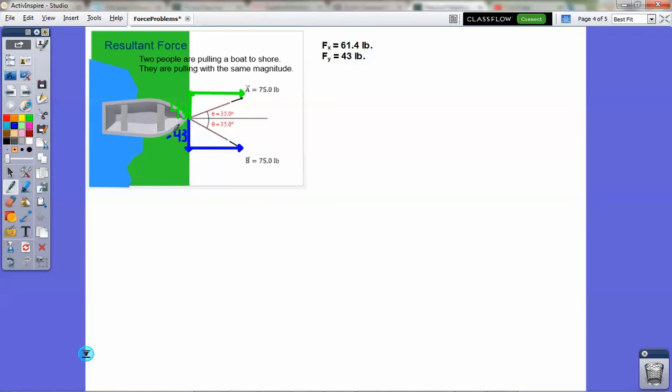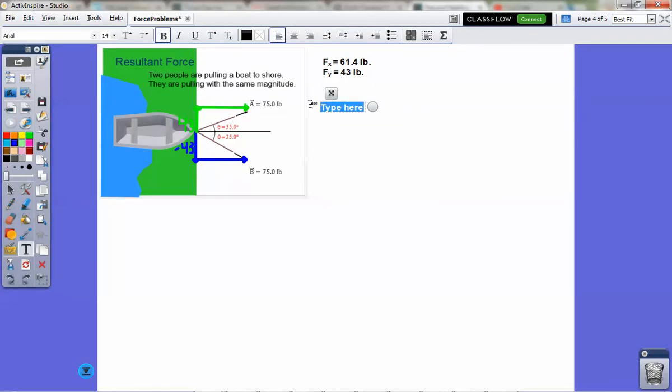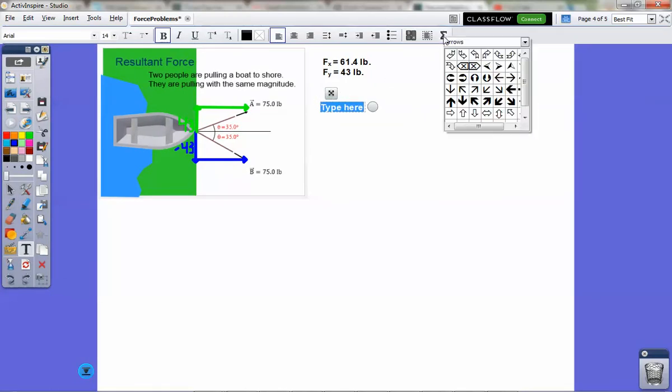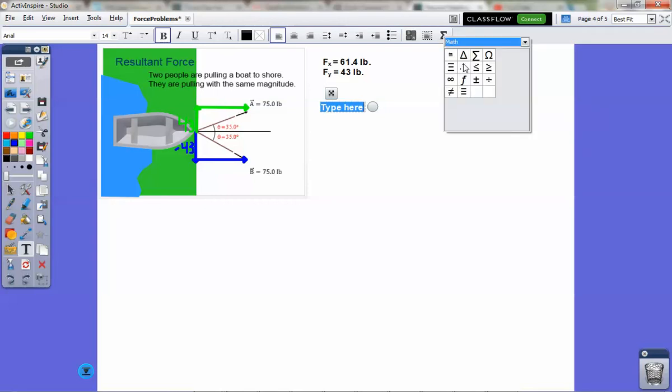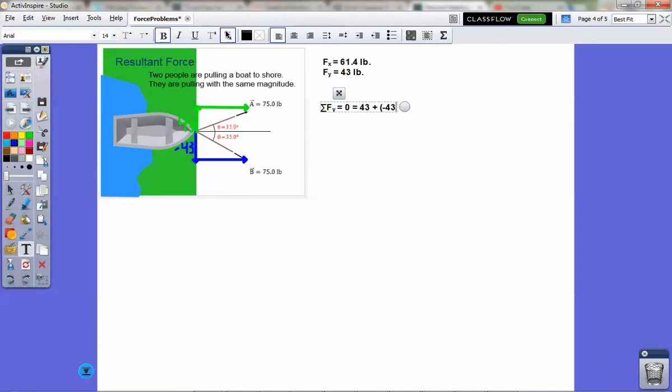It's 0, right? So that means, and let's make a quick little statement here, that means, and I don't have, oh, I do have a sigma. There's my sigma, right? That means the sigma Fy equals 0. And why does it equal 0? Because it was 43 plus negative 43.